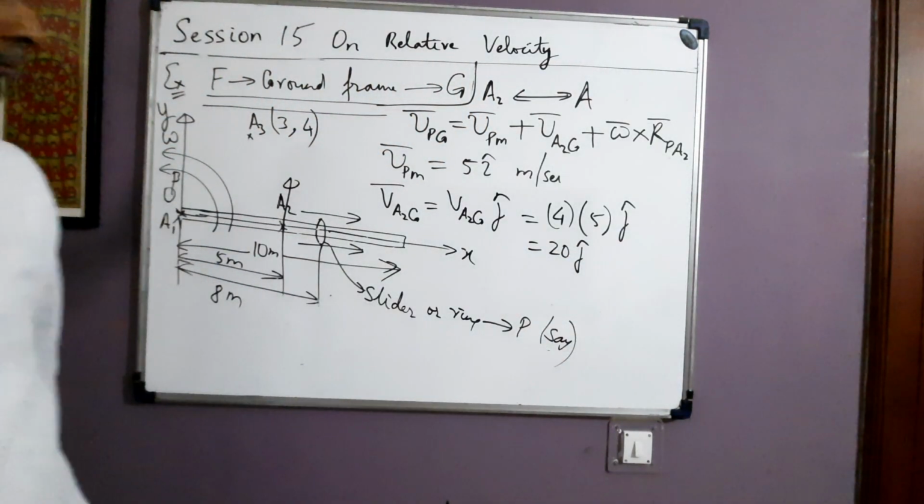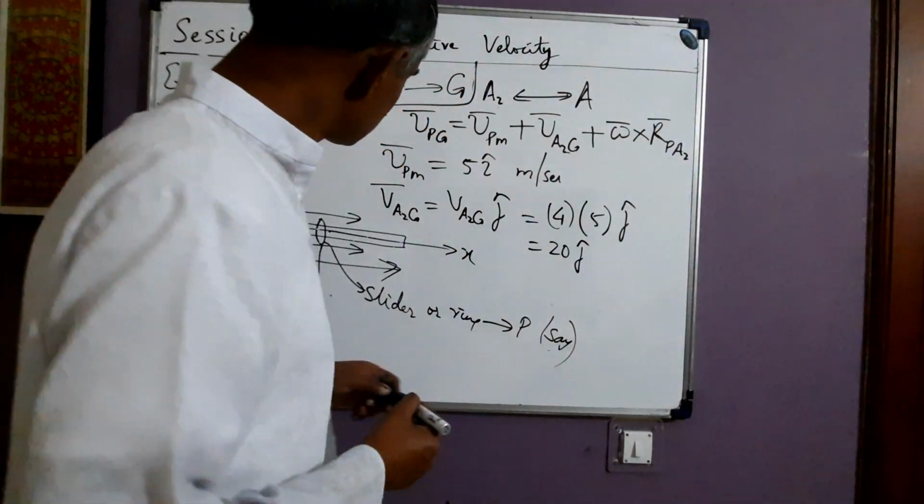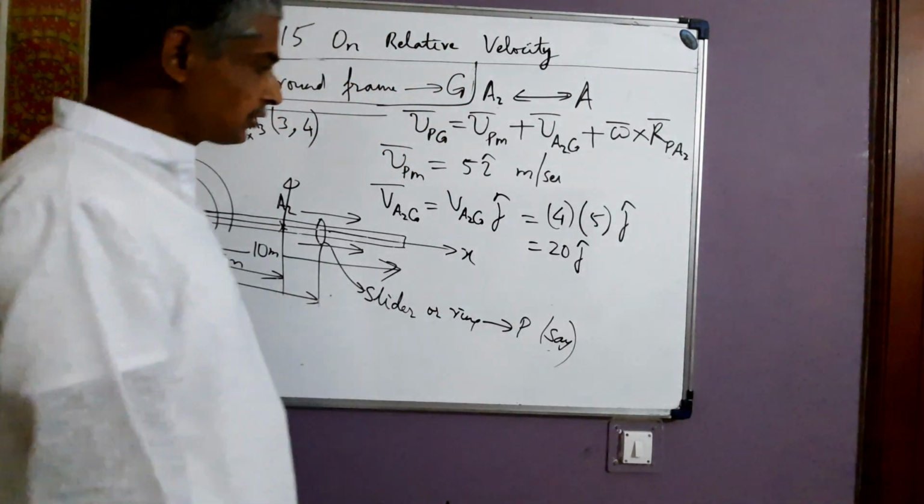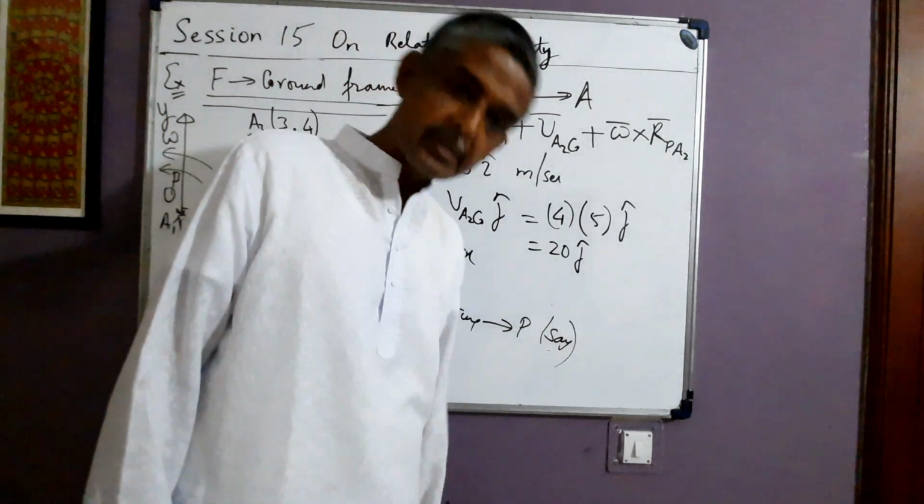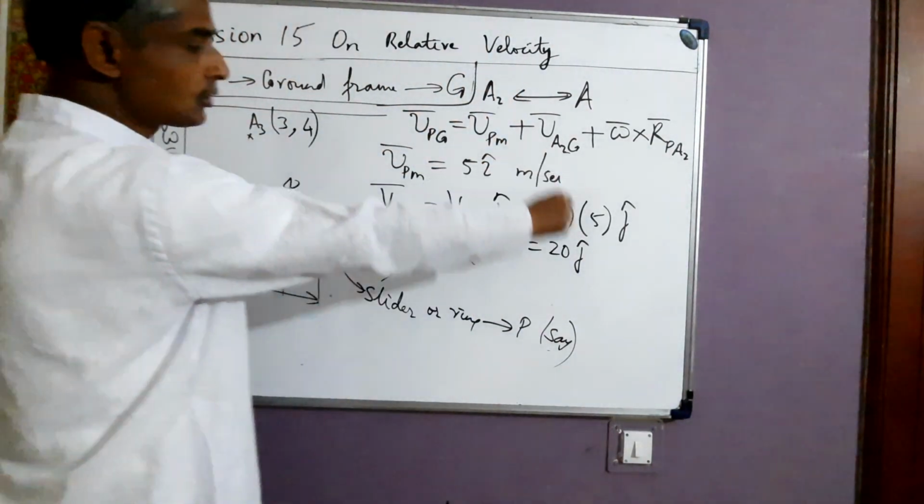So VA2G is equal to 20 j hat meter per second. So VA2G will be written as 20 j hat meter per second. Okay, so VA2G has also been found out.